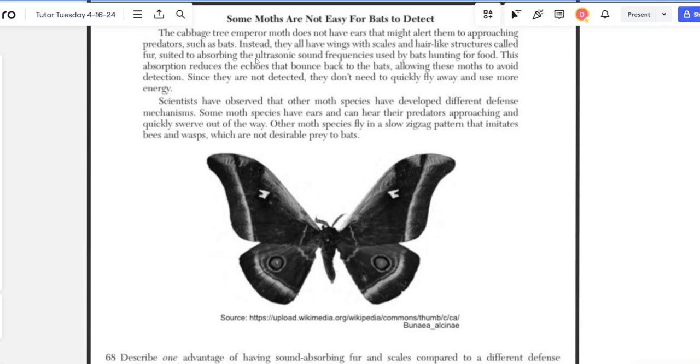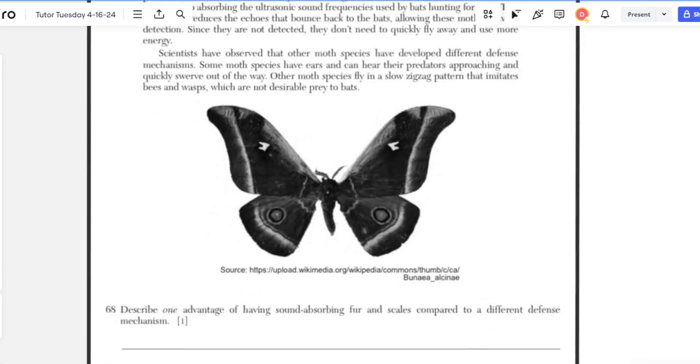Scientists have observed that other moth species have developed different defense mechanisms. Some moth species have ears and can hear their predators approaching, and quickly swerve out of the way. Other moth species fly in a slow zigzag pattern that imitates bees and wasps, which are not desirable prey to bats. What's one advantage of having sound-absorbing fur and scales compared to a different defense mechanism?